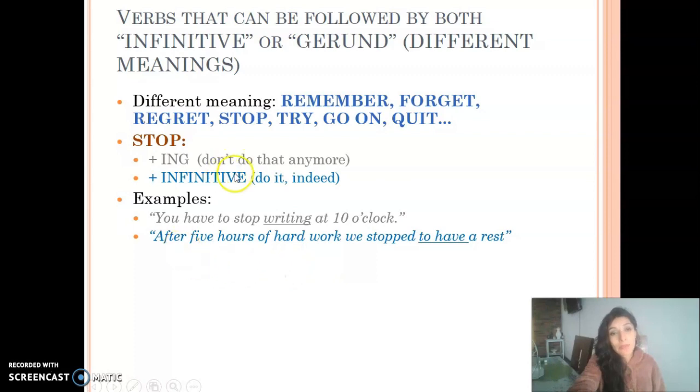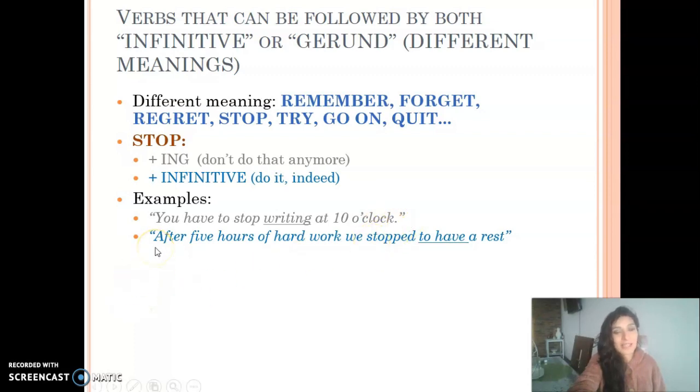But when we use an infinitive, we have another example. After 5 hours of hard work, we stop to have a rest. We are using here an infinitive after the verb stopped. So it means that we do it indeed. What if I change it to, you have to stop to write at 10 o'clock? It means that I write it indeed.